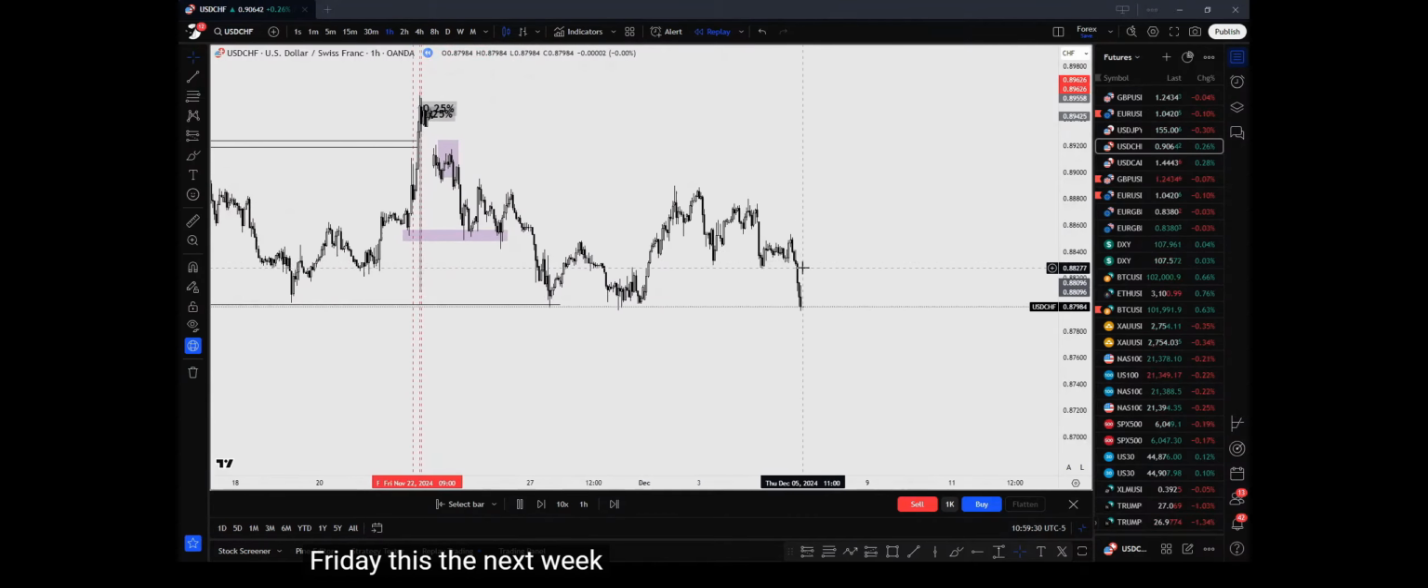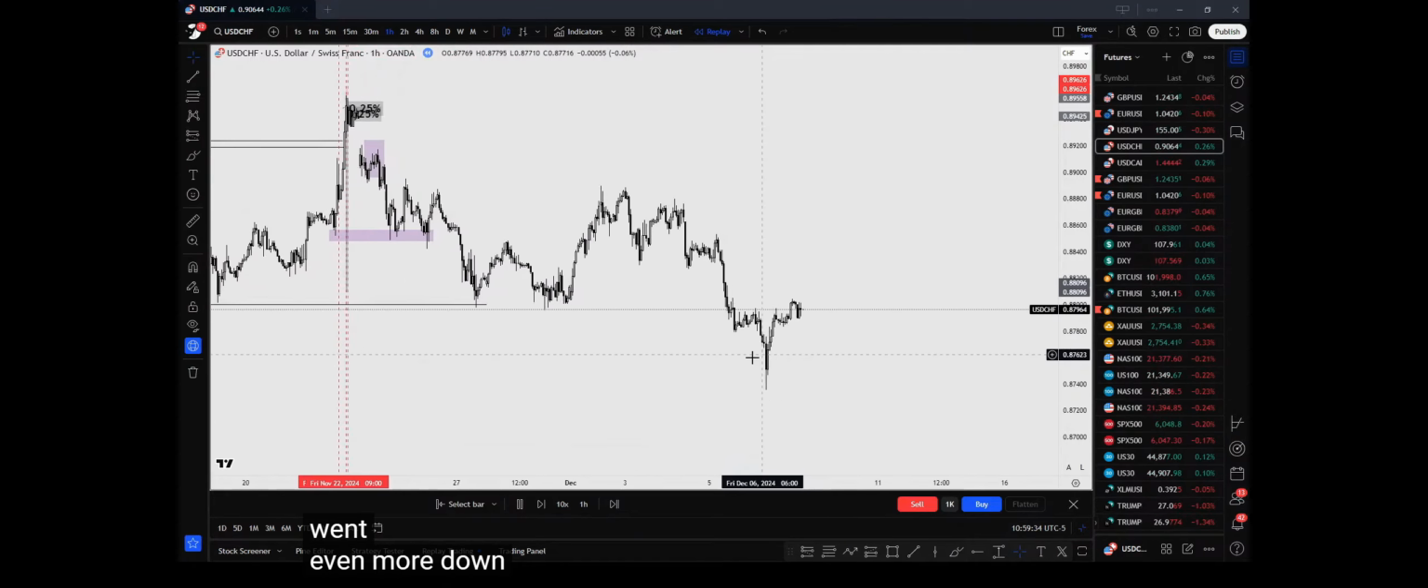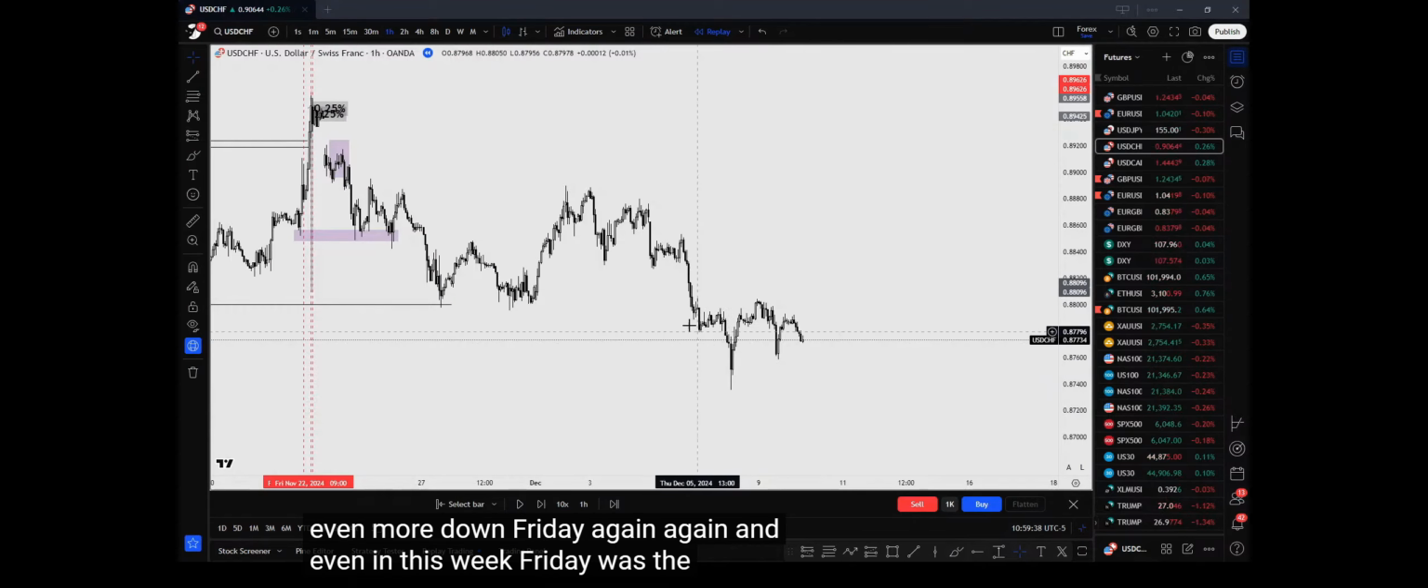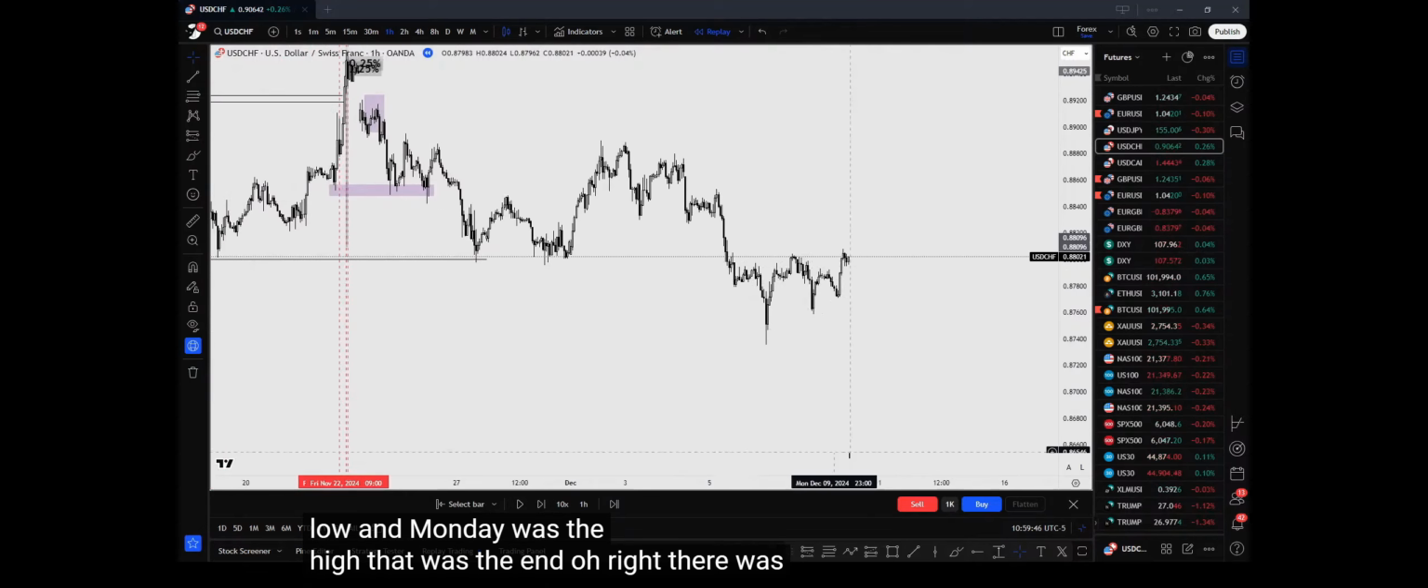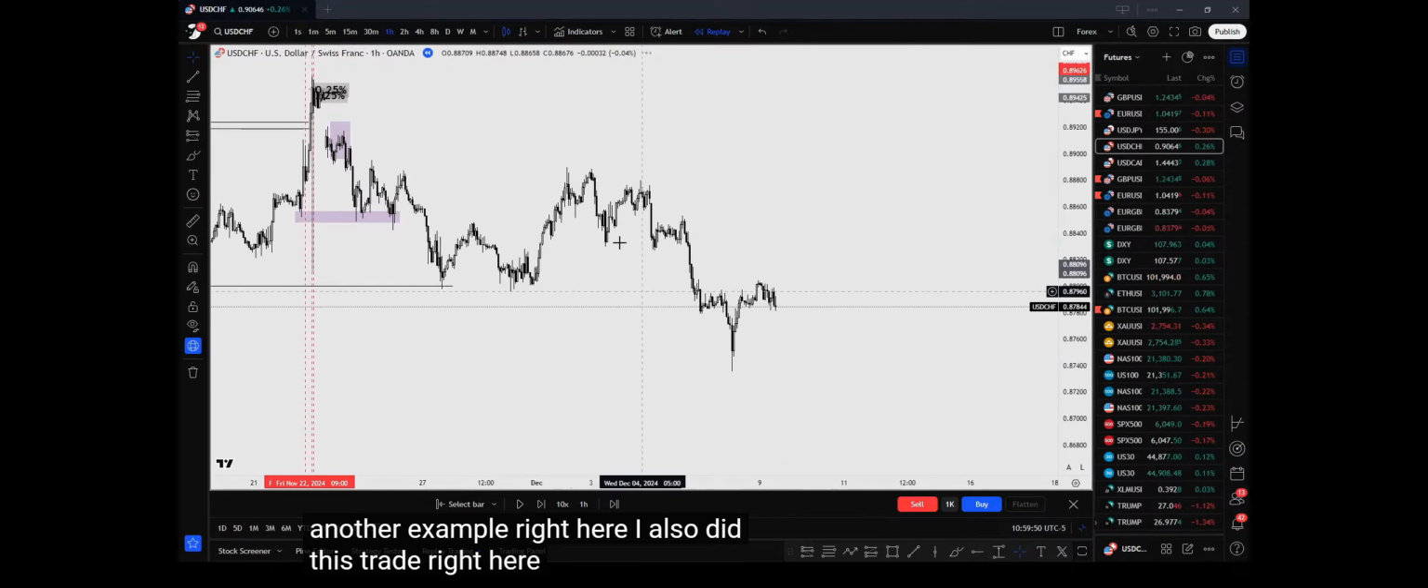This is the next week. Oh, we actually went even more down. Friday again. And even in this week, Friday was the low and Monday was the high. That was the end. Oh, right, there was another example right here. I also did this trade right here. This was the end of this trade.